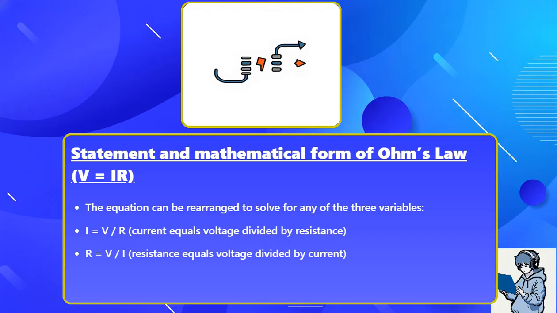The equation can be rearranged to solve for any of the three variables. I equals V divided by R, current equals voltage divided by resistance, and R equals V divided by I, resistance equals voltage divided by current.